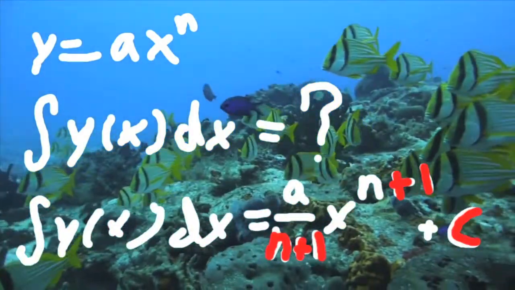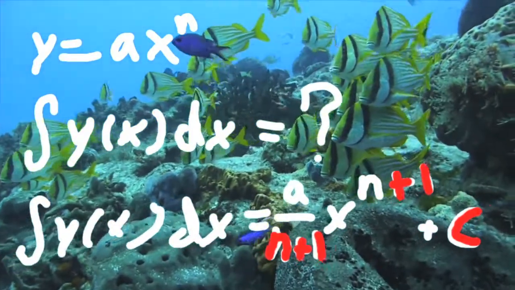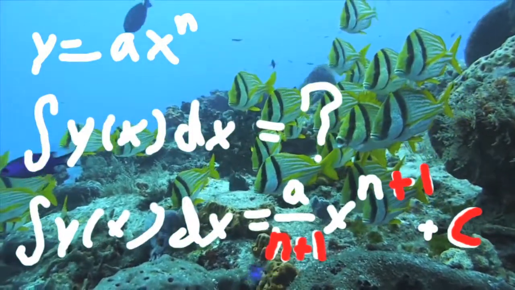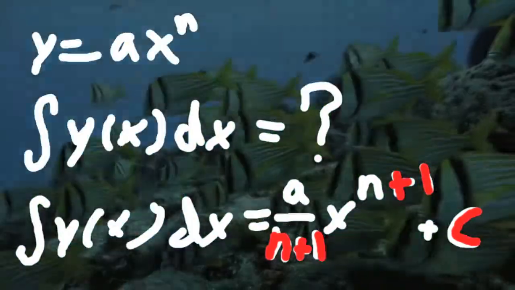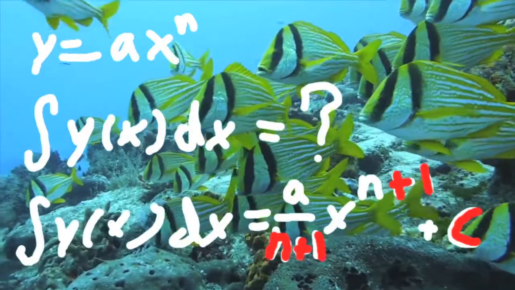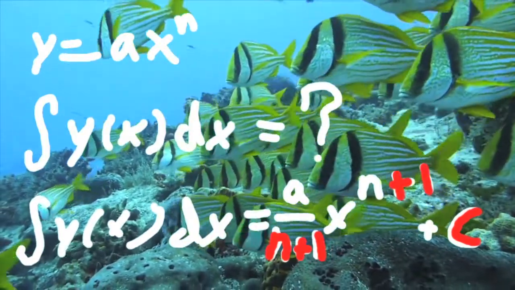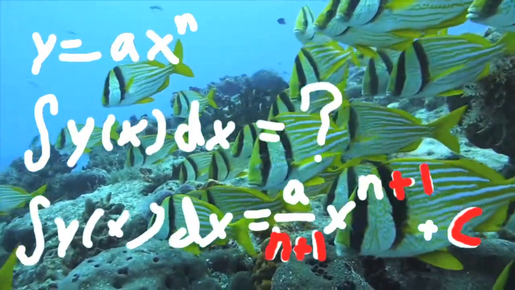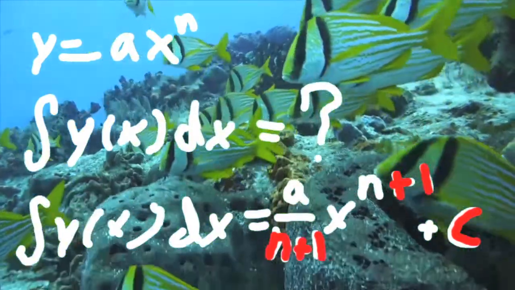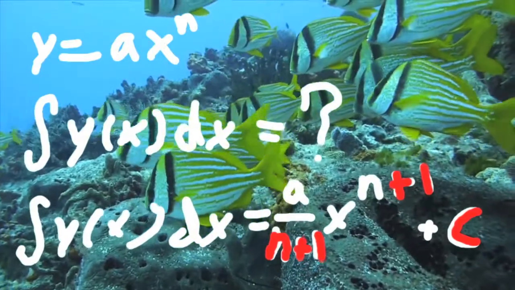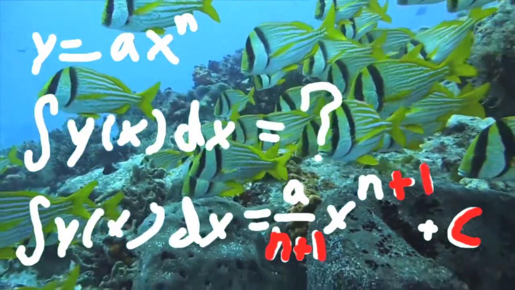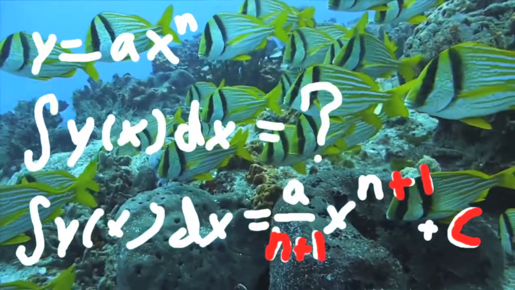We add 1 to the exponent, giving us n plus 1, and divide that whole expression by that new exponent, meaning we'll have a over n plus 1 times x to the n plus 1. Now we have to add one more little step, which is to add a constant of integration. That's represented by the letter c, and it accounts for all the constants that could be in this expression that would be removed when you took the derivative. So that c is a placeholder for any constant expression, or any constant number.